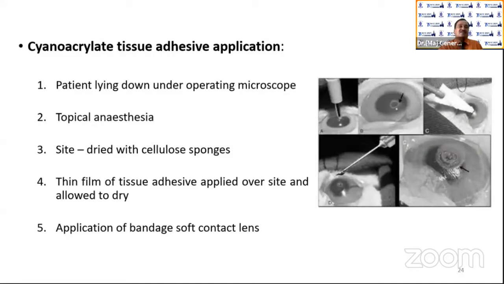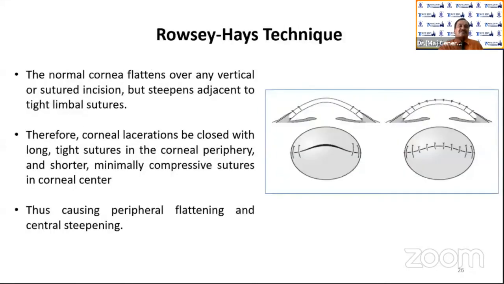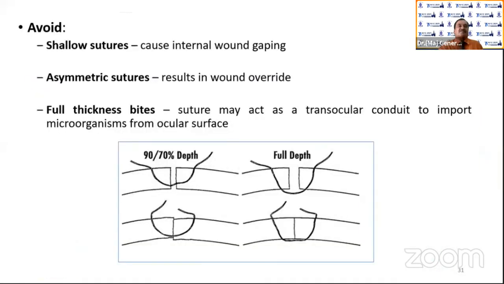If there are small lesions which are watertight, and you don't want to do suturing for lesions less than 3 millimeters, then cyanoacrylate tissue adhesive can also be used in these cases. The basic principle of corneal suturing is to restore the integrity of the corneal contour. If it is from the limbus, you start by correcting the limbus, and then you give sutures to maintain the corneal curvature. Sometimes you have to remove sutures. This can be done as stay sutures.